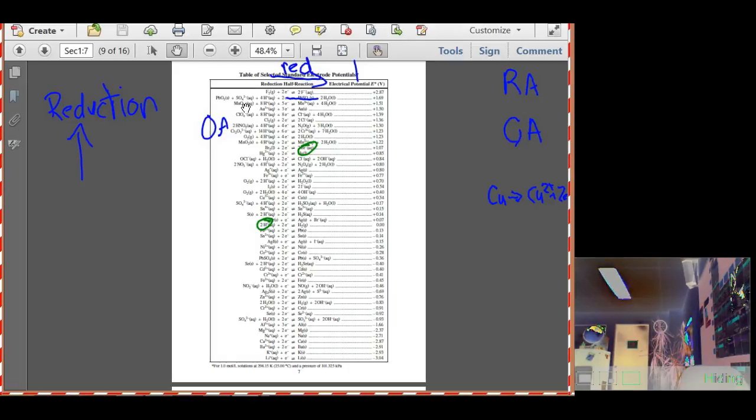We can come up with a generalization that will help us identify right away if this is a spontaneous or not a spontaneous chemical reaction. So if the reduction is higher than the oxidation, it's spontaneous. If the oxidizing agent is above the reducing agent, it is spontaneous. So if the reduction reaction is above the oxidation reaction, it's spontaneous. Correct.